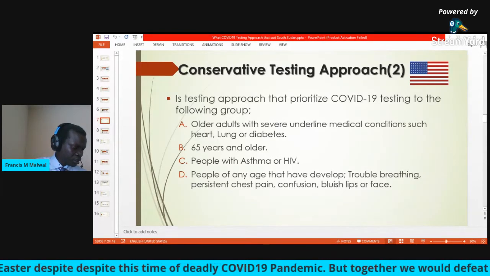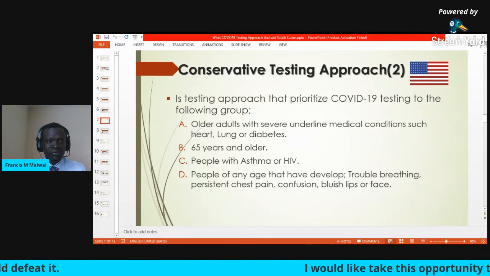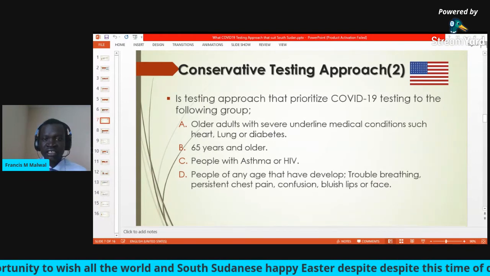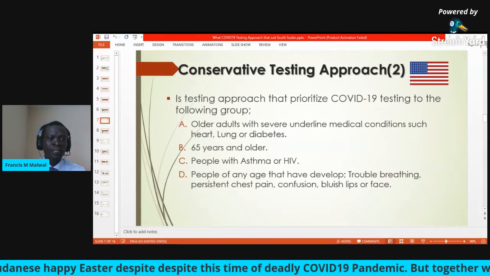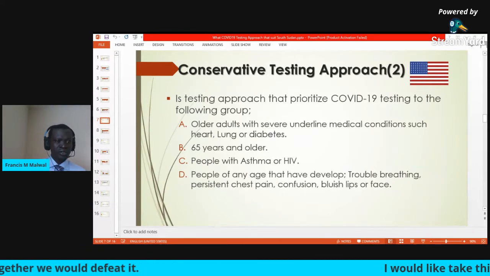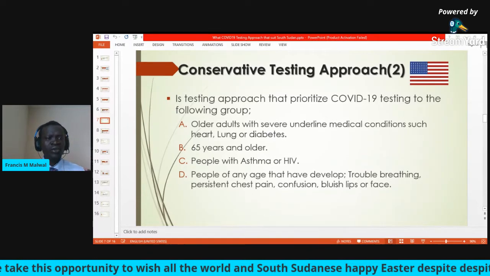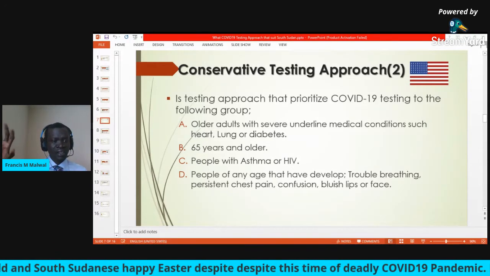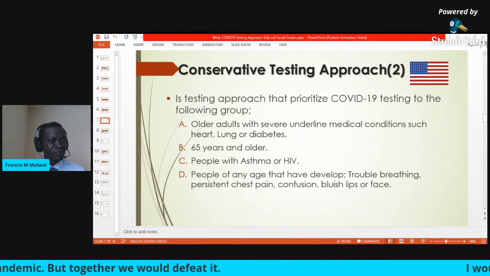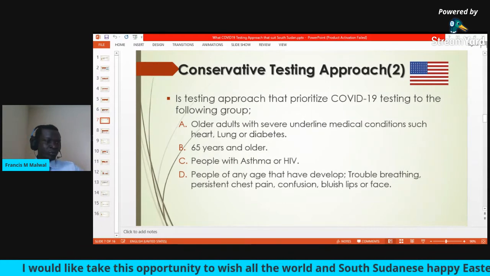So what do we mean? What is the meaning of conservative testing? Conservative testing is a testing approach that prioritizes testing for COVID-19 to individual groups that are at high risk. Basically, the approach that we are using here in the US is that we don't test everybody. They target only the people who have a high risk of dying from COVID-19. Because we have seen the statistics, this is how they benefit from the global picture.